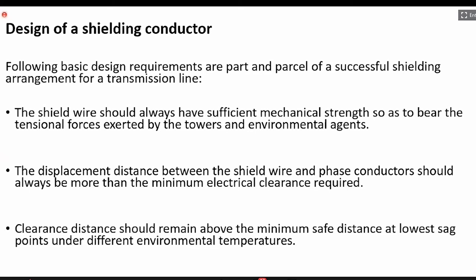Then the distance between the shield wire and phase conductor should always be more than the minimum electrical clearance required. You can understand that, because there is always a sagging, and this amount of sagging depends on the temperature. During the winter time, the sagging may be less. During the summer time, sagging may be much higher. So the clearance distance should remain above the minimum safe distance at the lowest sag points under different environmental temperatures.